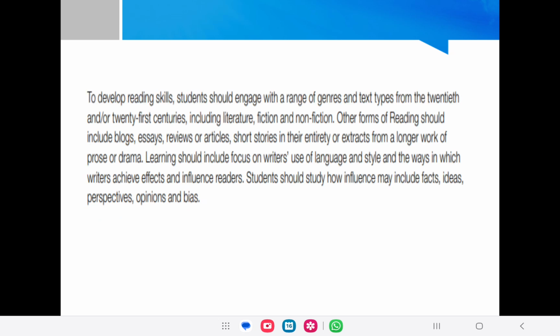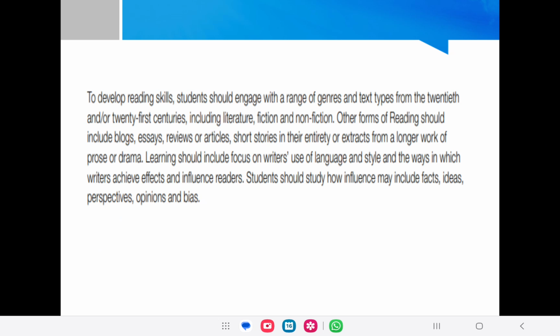Next, now to develop reading skills, students should engage. Now, sometimes today even a student was talking to me, he was saying, how can I build up my reading skills, or how can I build up my vocabulary? So you can improve it, you can make it better. So there are a few points here.